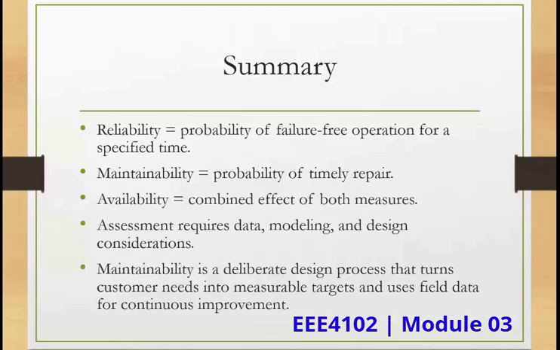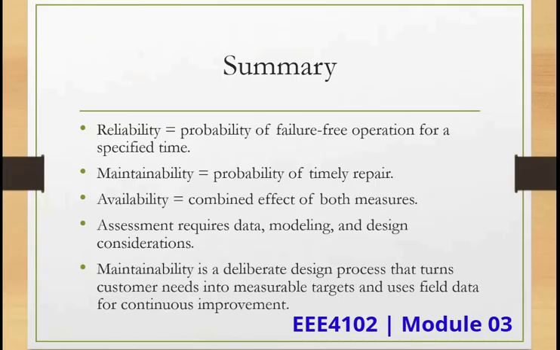So in summary, reliability, as we've seen, is all about preventing failures. It is a measure of how likely the system is to perform its function without a fault over a specific time. Then maintainability is about what happens when a failure does occur. It's a measure of how quickly and how easily that system can be restored to an operational state.